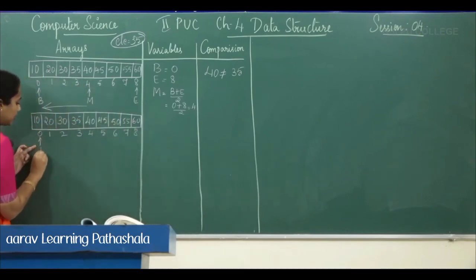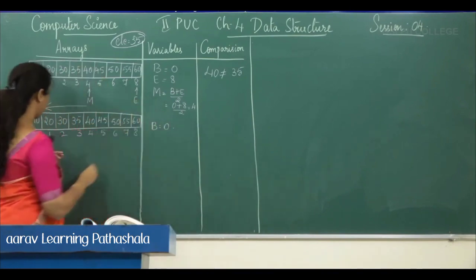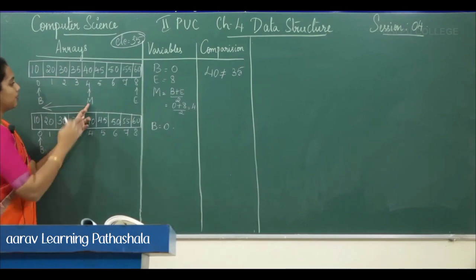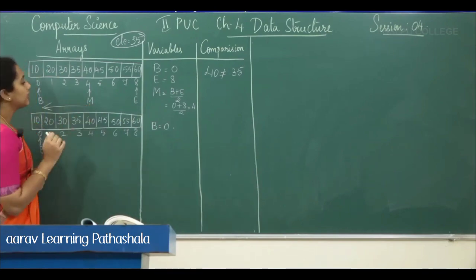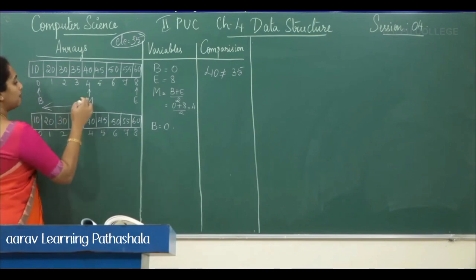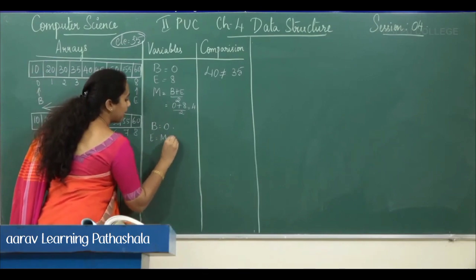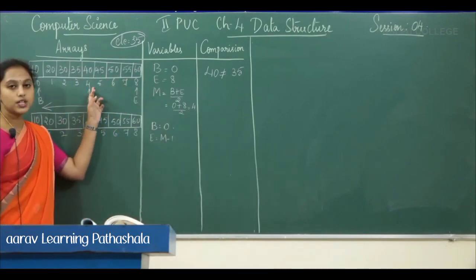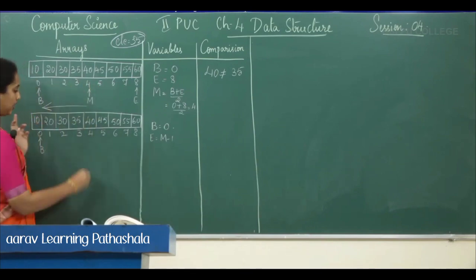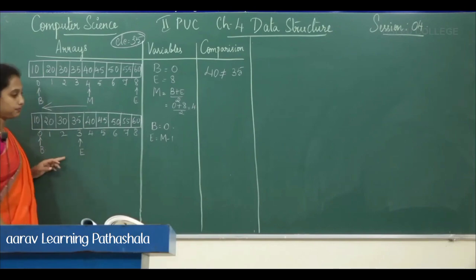So our beginning is 0. If the search element is less than the middle element, then the end becomes m minus 1. So E is nothing but m minus 1. What is m minus 1? m minus 1, that is 4 minus 1 is 3. So 3 is our end position.